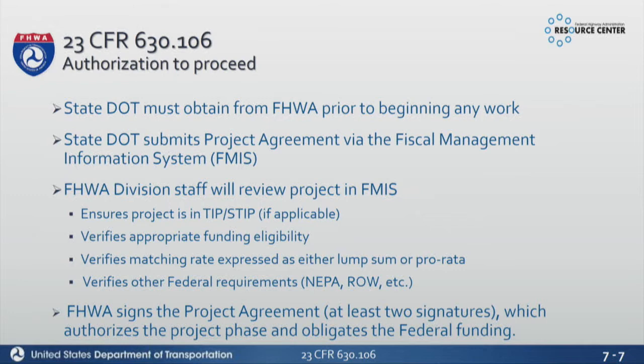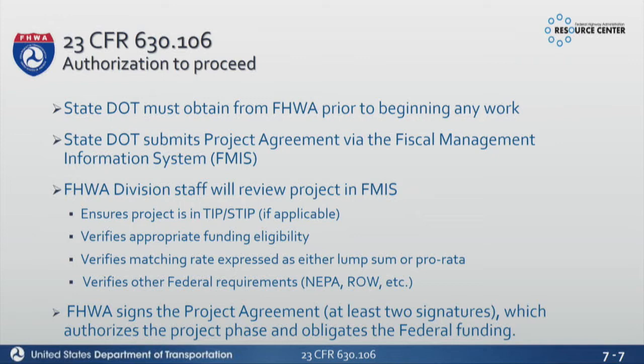The state has to submit their project agreement via FEMAS, and what we're going to do in the division is some basic checks. We're going to say, hey, is that project in the STIP? We're going to verify the funding, because remember we talked about eligibility. So we do eligibility in the very beginning when we authorize, so we'll say, hey, they're using NHPP funds on this. Is it on an NHS route? So that'll just be a basic check. If it's not on an NHS route, we're going to kick it back and say, sorry, those funds are not eligible off the NHS. So we'll do those basic checks.